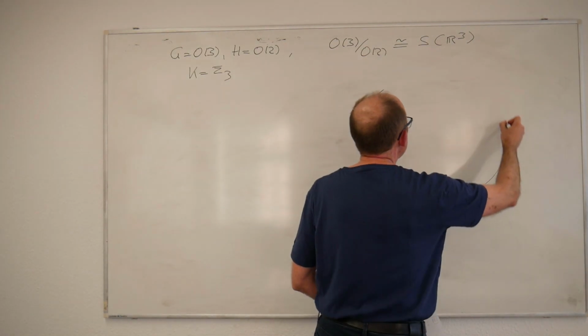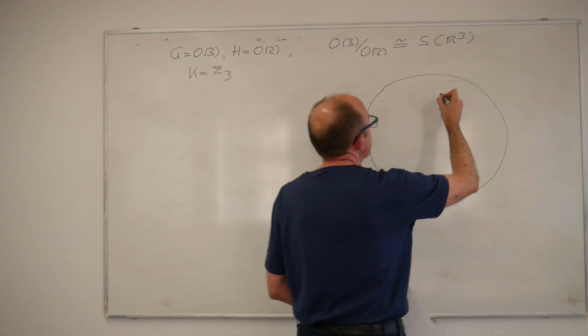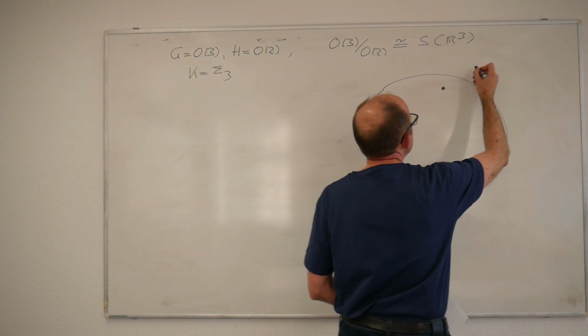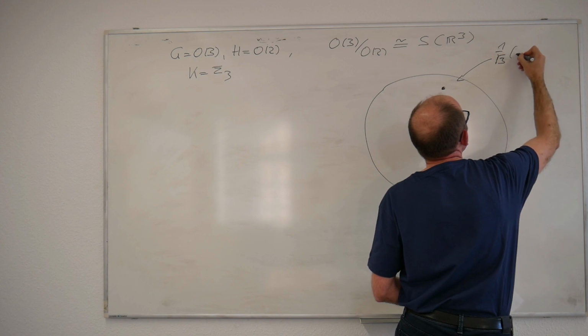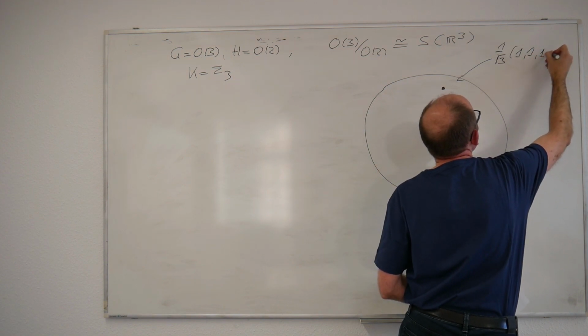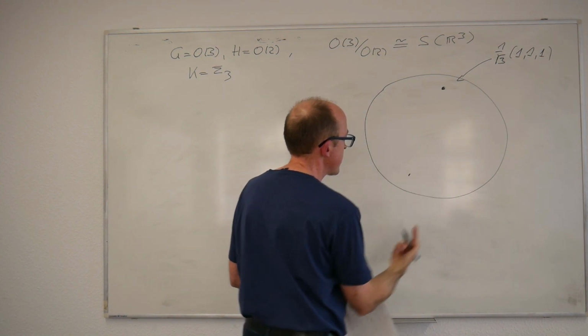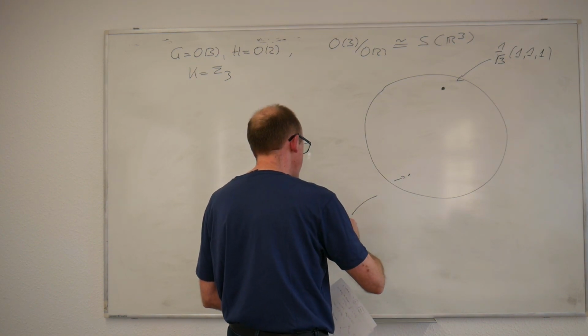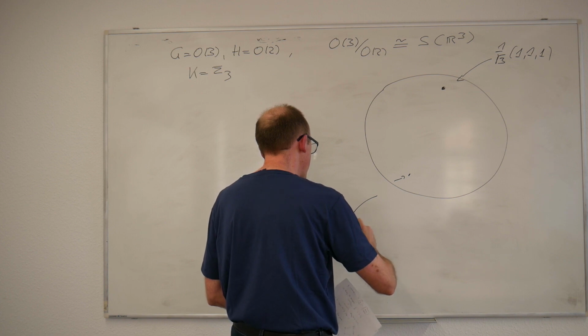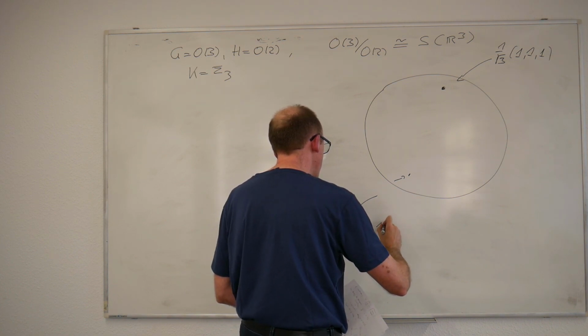So here's a 2-sphere. The unit sphere in R3, as I explained a little bit earlier, we have 2 fixed points. So this is the point 1 over square root 3, 1, 1, 1. And then on the opposite side, so this is like in the back, there's the other fixed point, which is minus 1 over square root 3, 1, 1, 1.